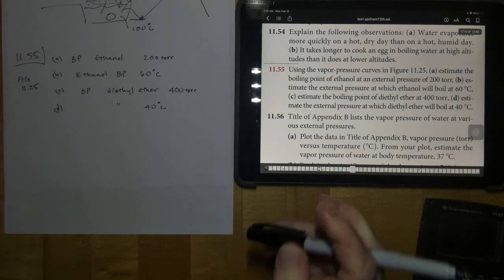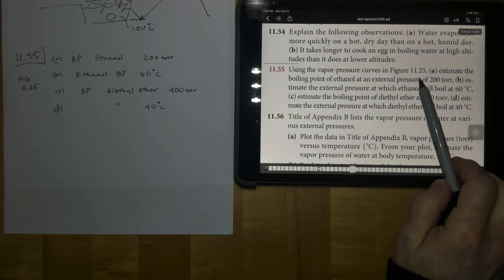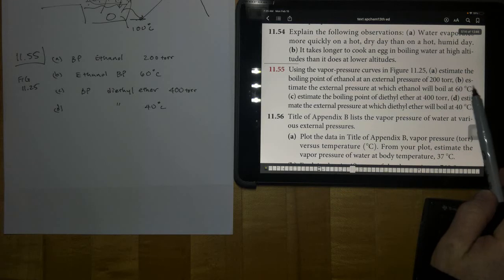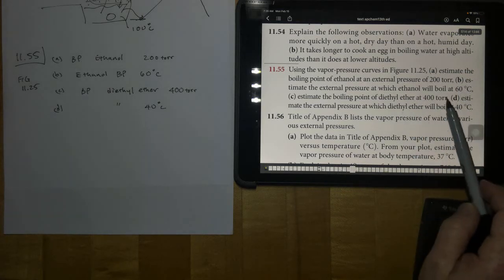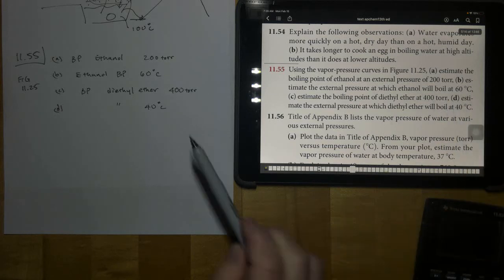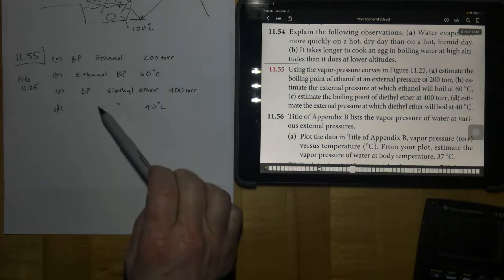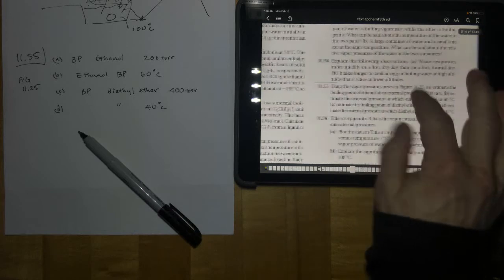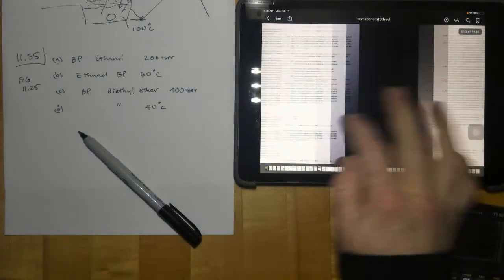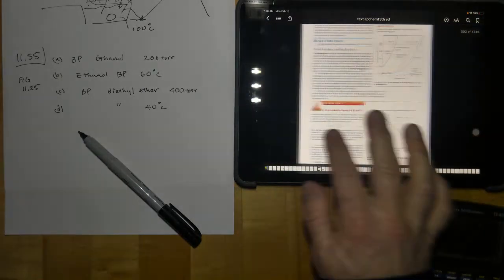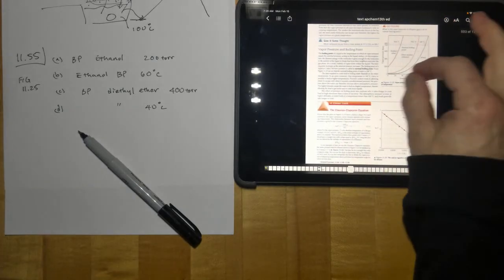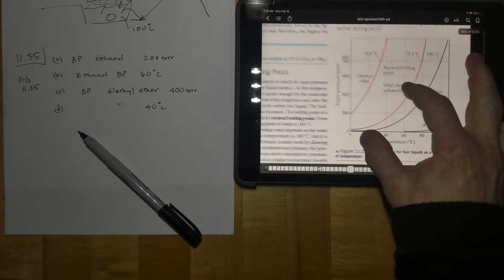Alright, so 11.55 says use figure 11.25, and then we have to make some estimates of boiling points or pressures at which a substance will boil at a particular temperature. I copied those over here onto this piece of paper, so then we can go back to figure 11.25. Figure 11.25 is back here a little ways. Oops, here's our figure 11.25.